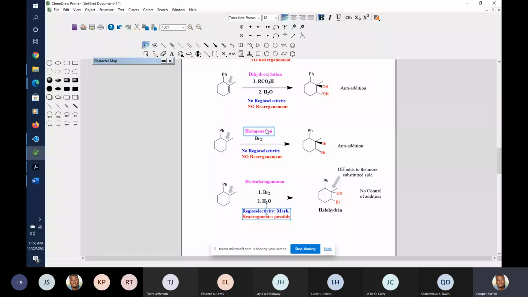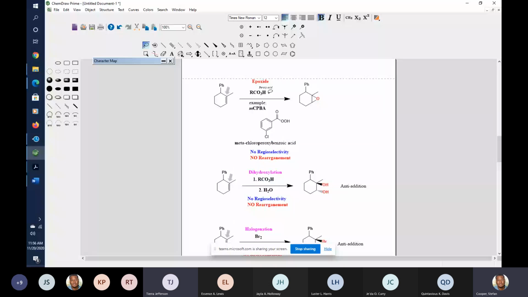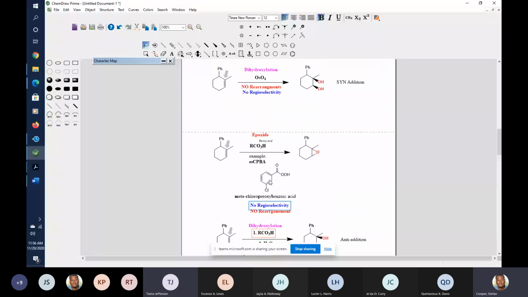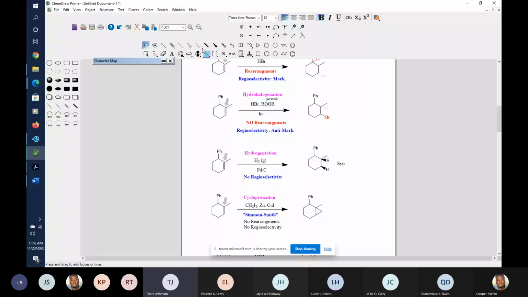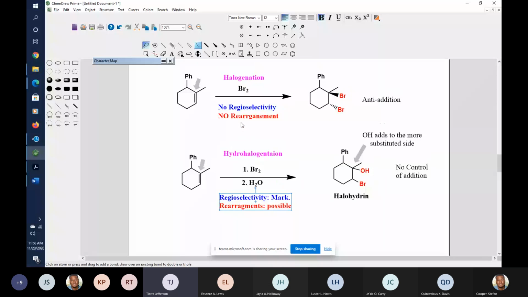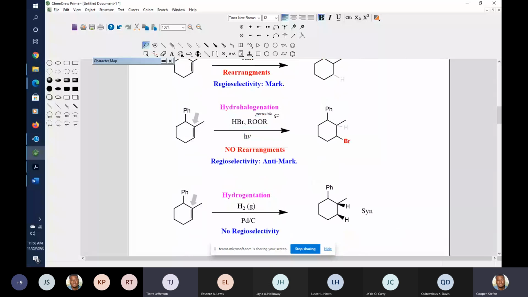So you want me to go to the dihydroxylation version or just the regular version? Okay, never mind. The ROOH with the HBr. Oh, okay. Right here. Oh, ROOR. Yep. Okay. Good.